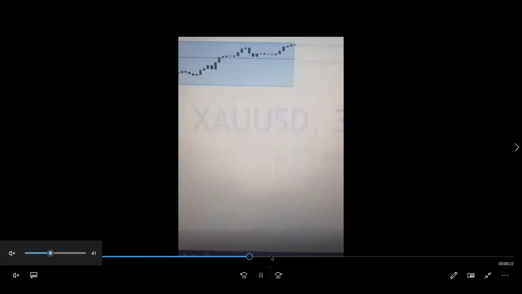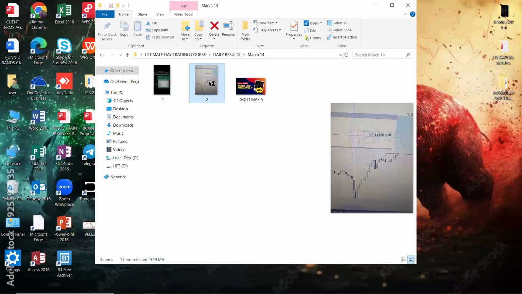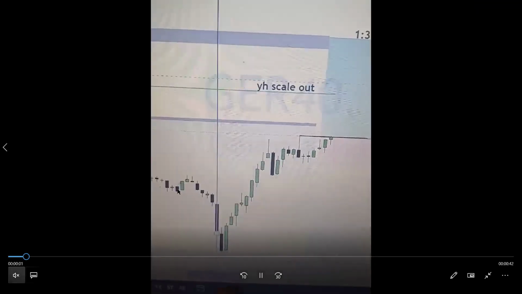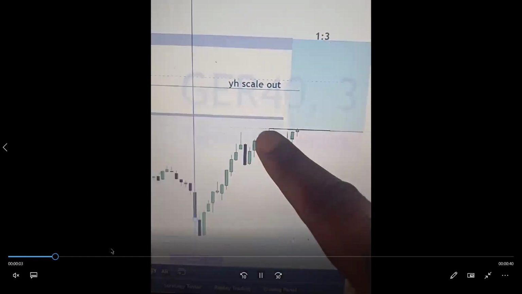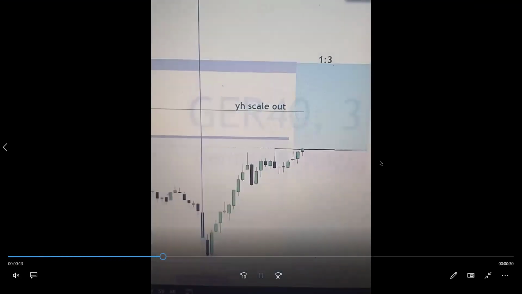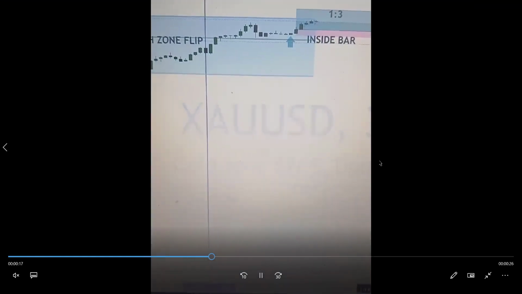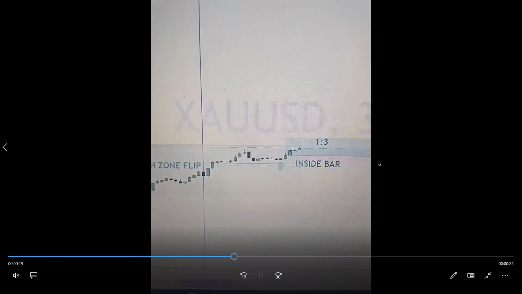Okay, we had German 40 and we had gold. This was the gold setup which I just showed you, but this one doesn't show the results. Let's see if this one will play here. Keeping our fingers crossed. Okay, this was the first German 40. German 40, German 40. Then from here, the gold one. Okay, right here it was in motion. Let's see if we're gonna get some results.